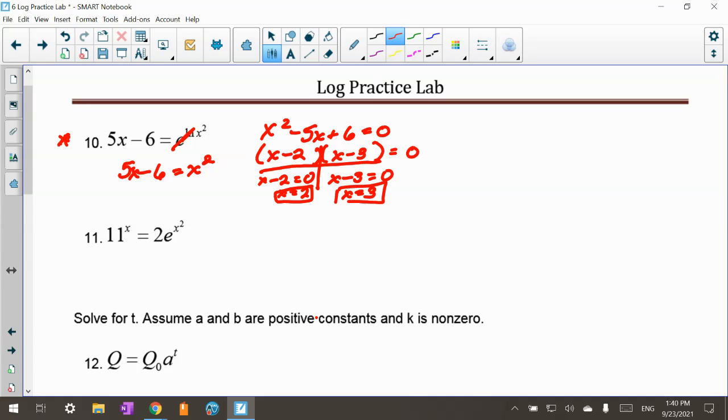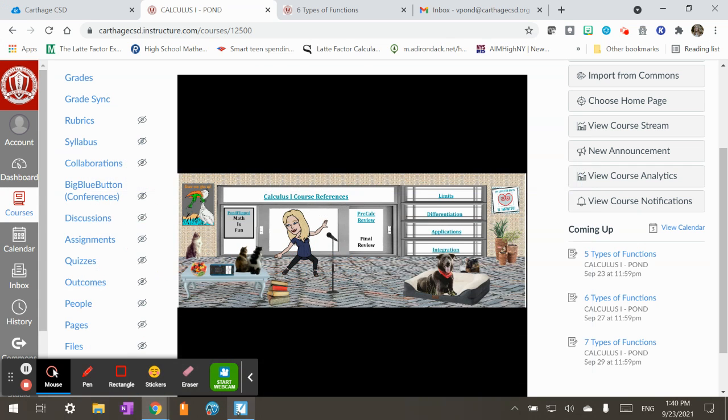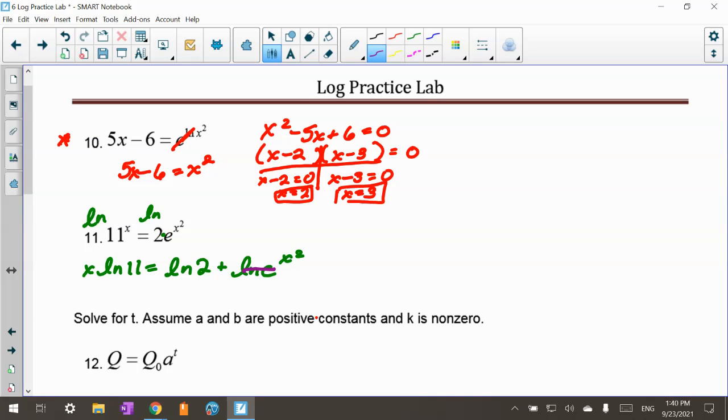So this one actually comes out to be a quadratic too, because I looked at it and said, all right, I'm going to take the natural log of both sides because there's no normal math and there's multiplication here. So I've got x ln 11 equals ln 2 plus ln e to the x squared. And then I see that those can cancel out. So I end up with this formula where I'm going to move everything over to the x squared side.